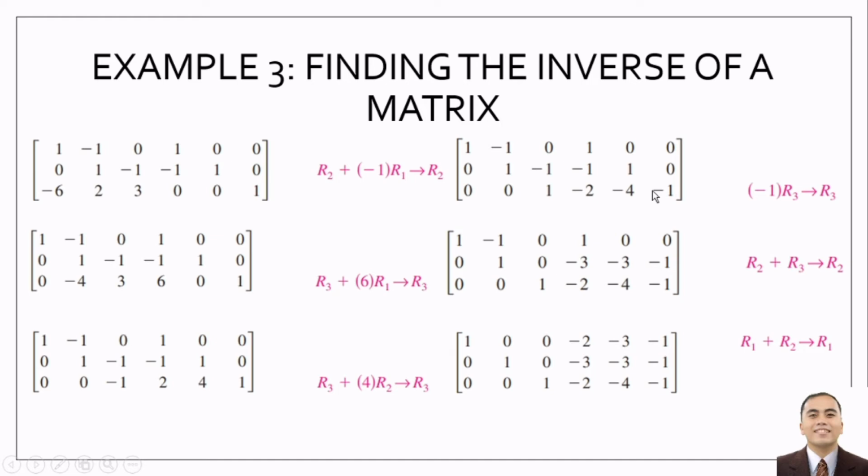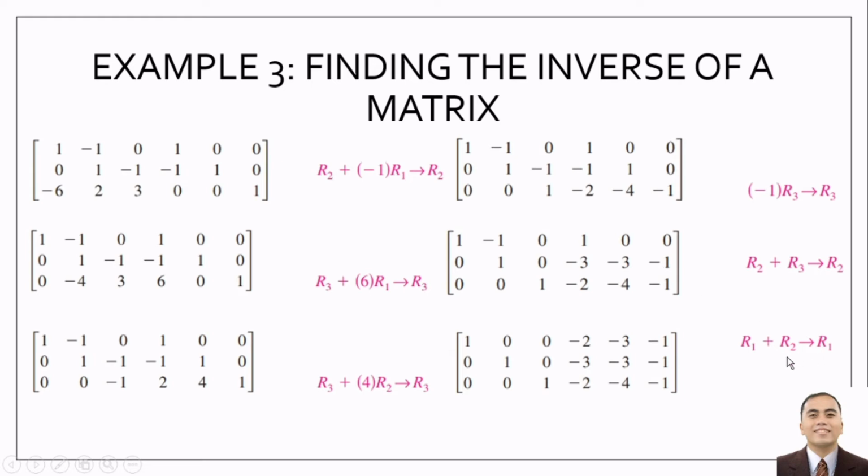Next, we need to add row 2 and row 3 to produce row 2 so that this negative 1 here will become 0 or will be eliminated. So the new row 2 will be 0, 1, 0, negative 3, negative 3, negative 1.